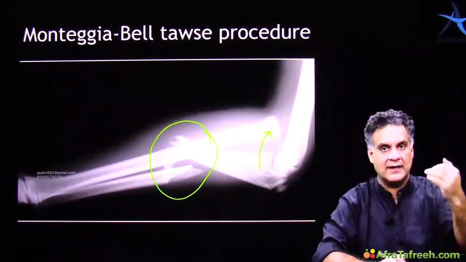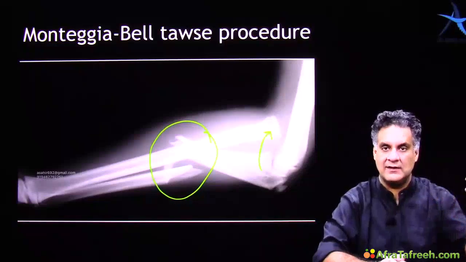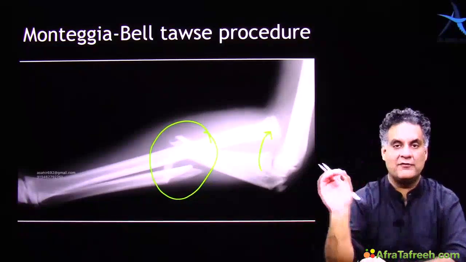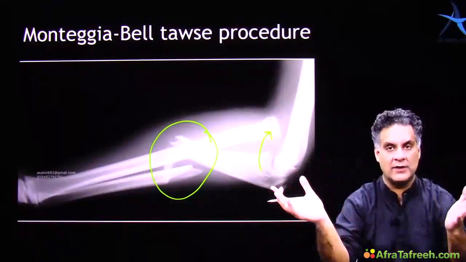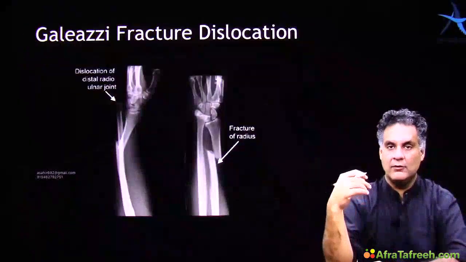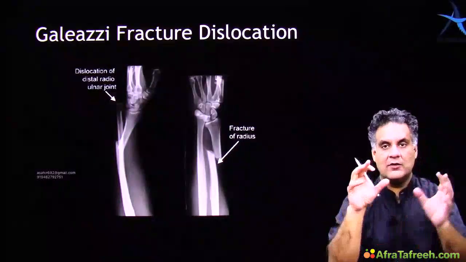This is the commonest. Type 2 is posterior dislocation. Type 3 is a lateral dislocation, and type 4 is the fracture of both the bones along with the dislocation. When we go further, Monteggia involves the fracture of ulna.